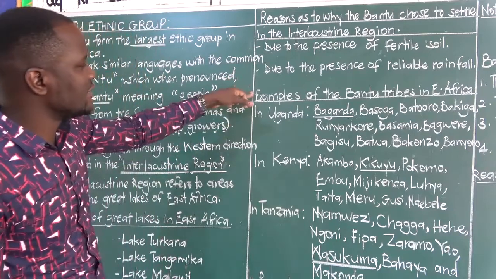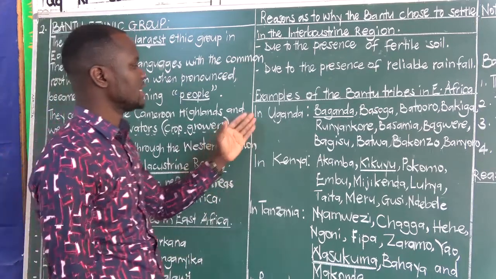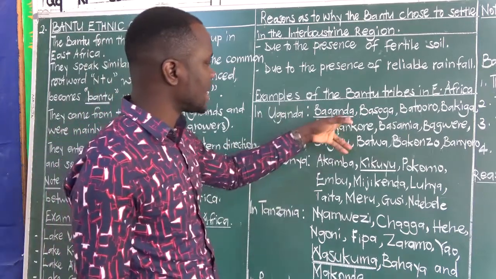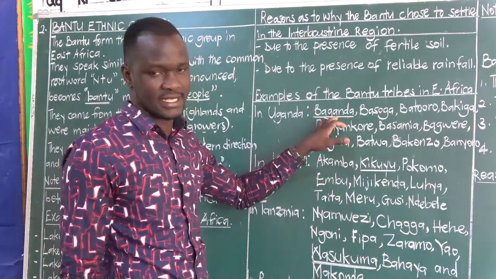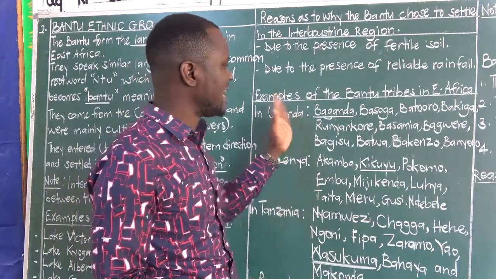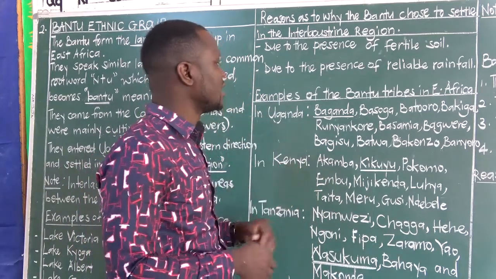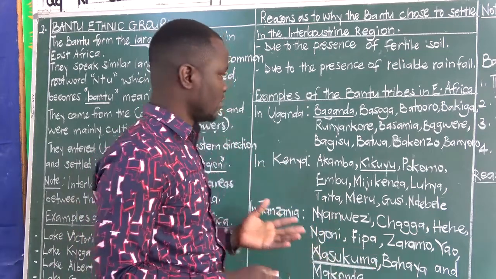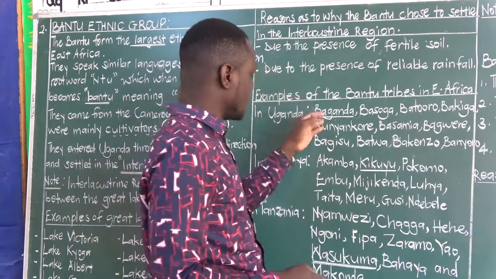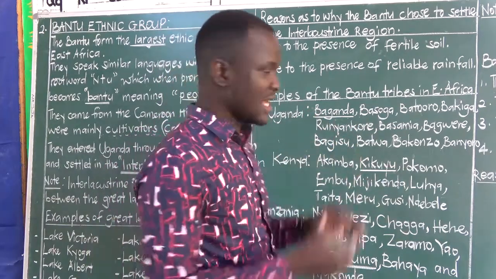Then our next heading gives us examples of the Bantu tribes that we have. Of course, we shall begin from Uganda. That's where we are airing from. We have the Baganda, who form the largest group in Uganda. We understood this. The Baganda form the largest ethnic group of the Bantu in Uganda, and in Uganda they are the largest ethnic group already. There is no other tribe as large as the Baganda. In the whole of Uganda, they are the largest.